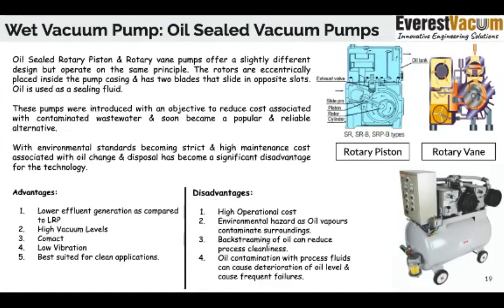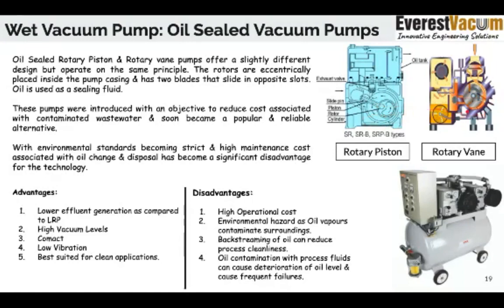I'll be moving forward. Now, the next technology that is there is the oil sealed vacuum pumps. The oil sealed vacuum pumps can be categorized into two different parts. The rotary piston, where you have one single piston that rotates inside the impeller, and the rotary vane pumps, where the vanes slide in and out. In both the cases, the rotors are eccentric.